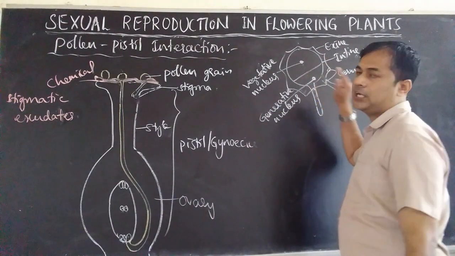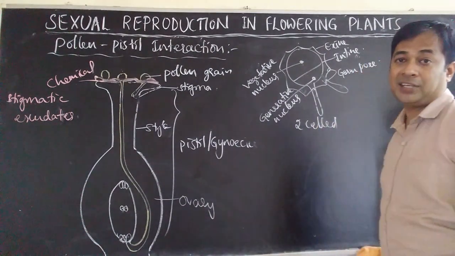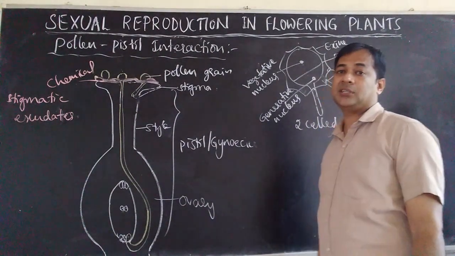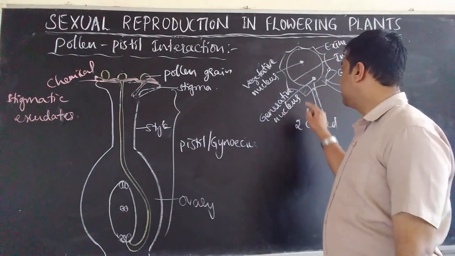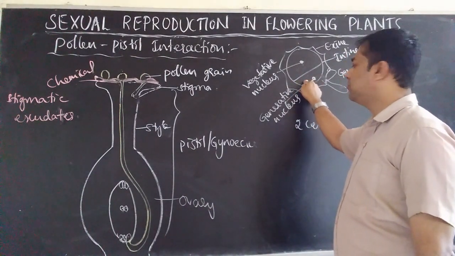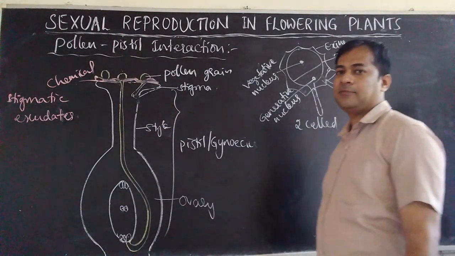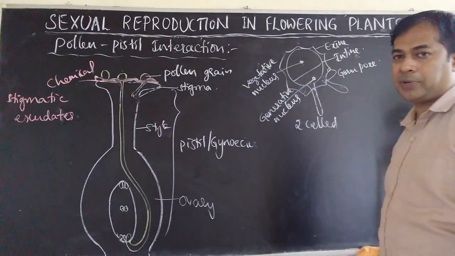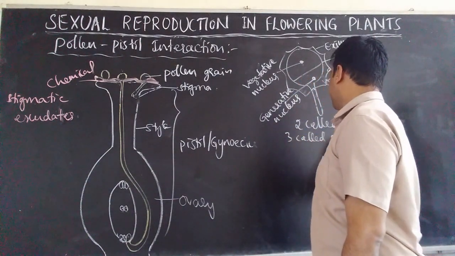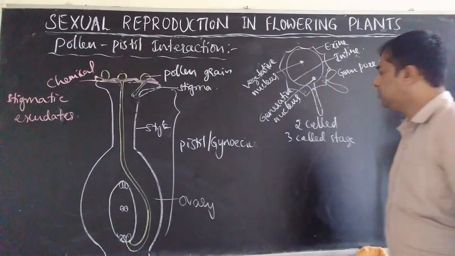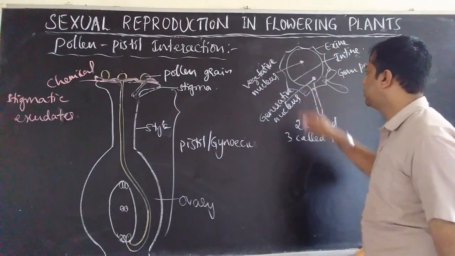In the case of the two-cell stage, we have already learned that 60% of plants release pollen grains in the two-cell stage, where the pollen grain will have two cells, one vegetative cell and one generative cell. The remaining 40% of angiospermic plants, the flowering plants, release pollen grains in the three-cell stage. What happens next once the pollen grain produces the pollen tube? What happens to these nuclei?